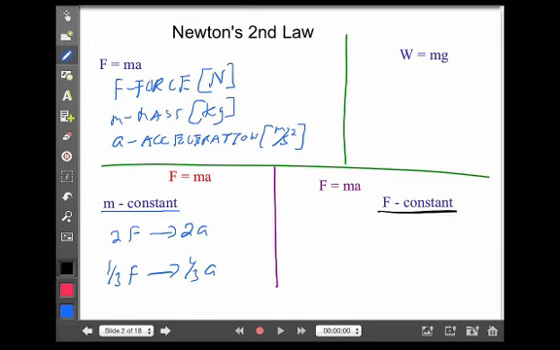However, if force is held constant and I change the amount of mass I apply it to, in other words, if I double the mass, the acceleration is cut in half. Inversely proportional. I invert it. If I were to cut the mass by 1/3, the acceleration would triple. Inversely proportional. And that's basically what Newton's second law is saying.